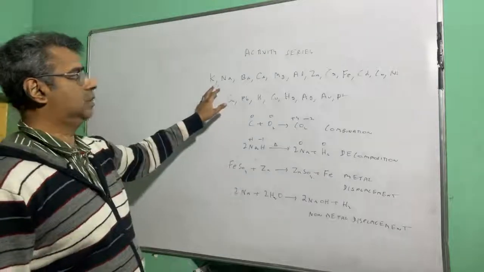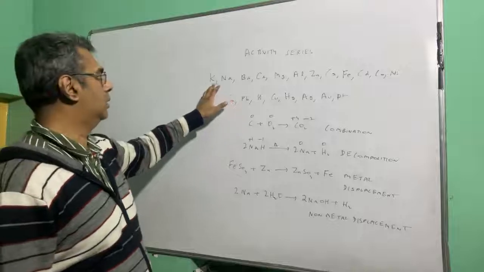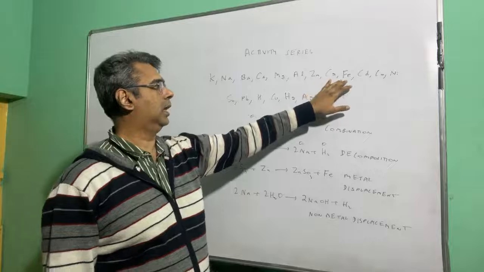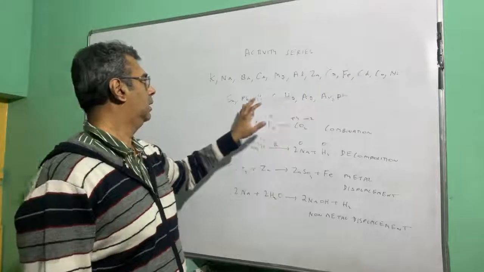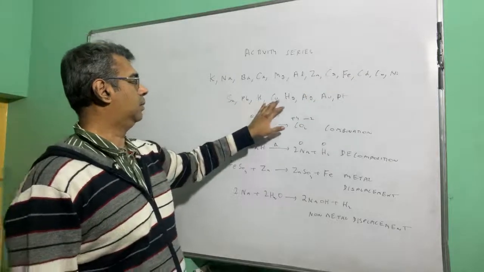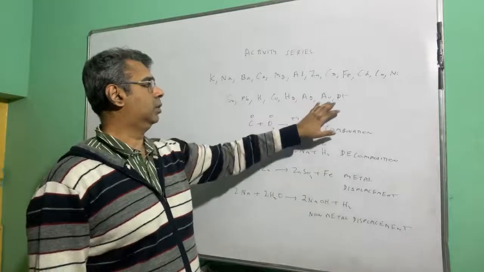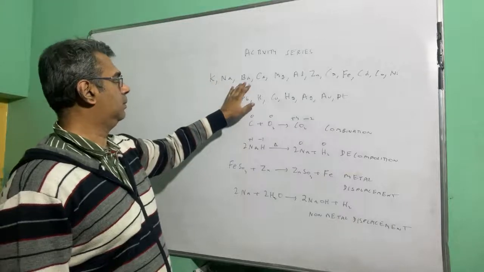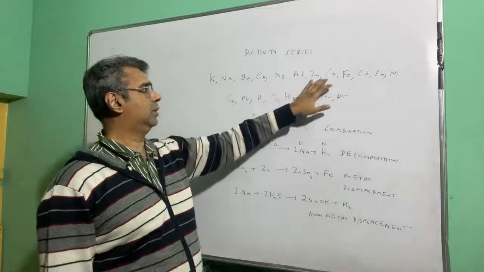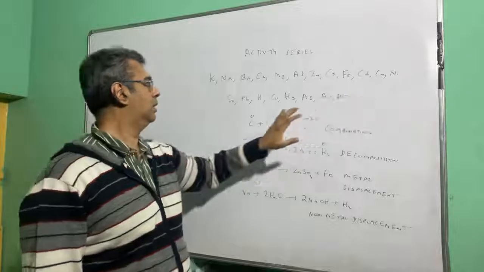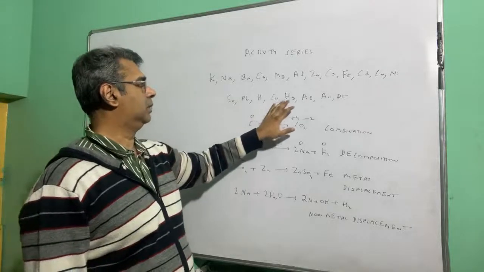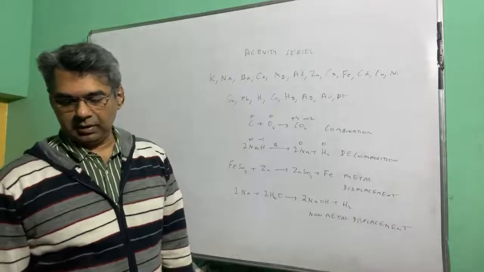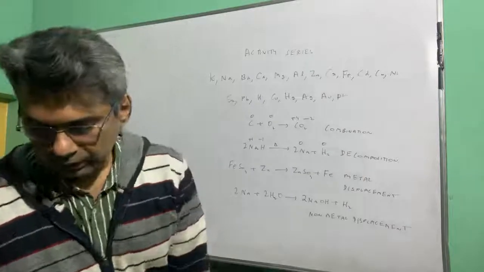So just remember the activity series like this: sodium, potassium, barium, calcium, magnesium, aluminium, zinc, chromium, iron, cadmium, cobalt, nickel, tin, lead, hydrogen, copper, mercury, silver, gold, and platinum. If you can remember this list.